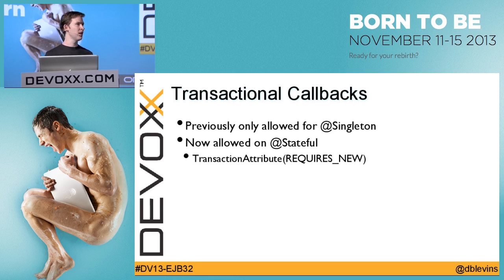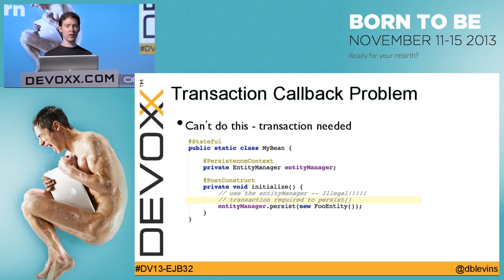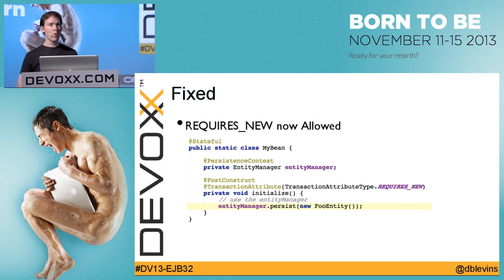So stateful beans, for example, were not allowed to have transactions when they start. So their post-construct method is invoked in EJB 3.1 and prior containers without any transaction at all. So you cannot use things like entity managers. It's a very small, very annoying limitation. So if you wanted to actually do something in the post-construct method of your stateful bean against the database, it wouldn't have worked. Now it's possible, and you're allowed to use the requires new transaction attribute.